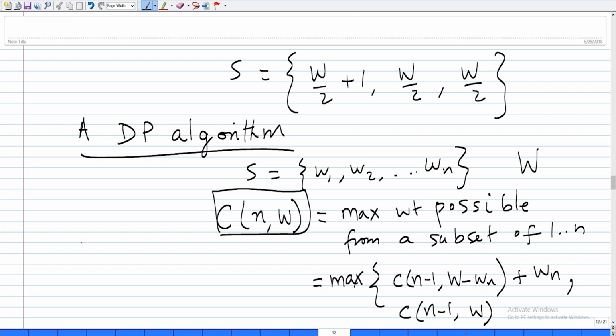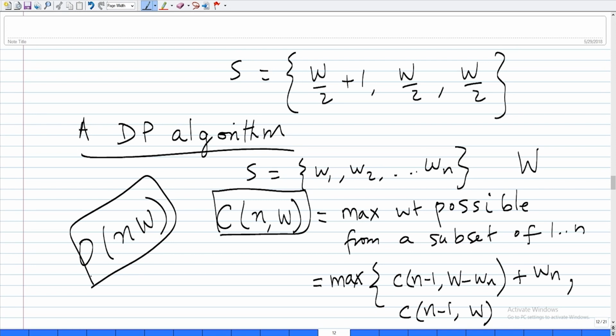So overall, if you have not seen it or are not familiar, please work it out and complete this algorithm, because it's a max of 2 values. So you just have to go to your table and compute this. Every entry takes constant time, so many entries, so it's order NW time. If you have not seen it, please work it out.